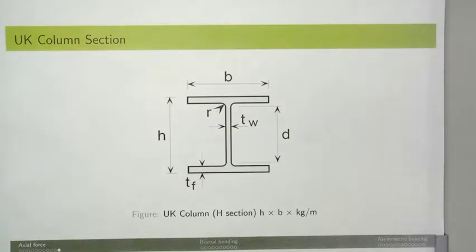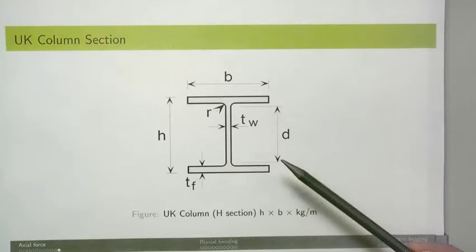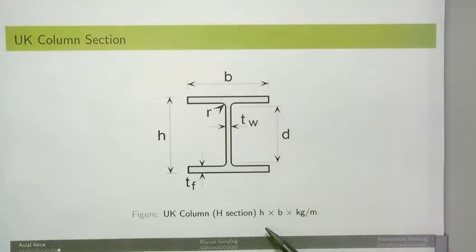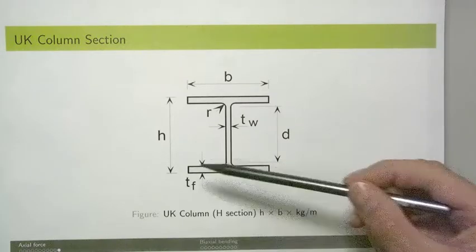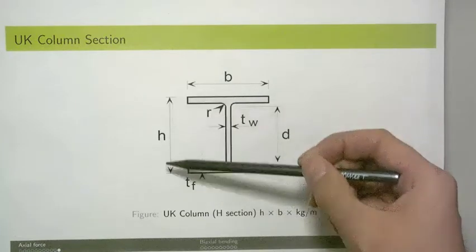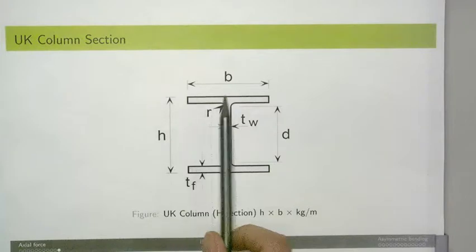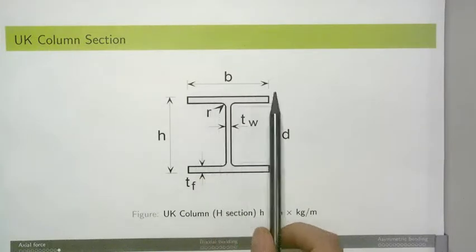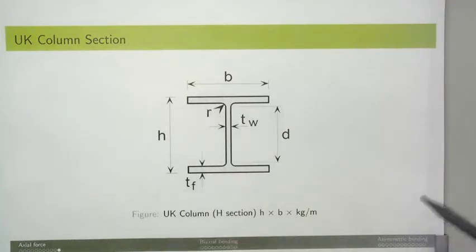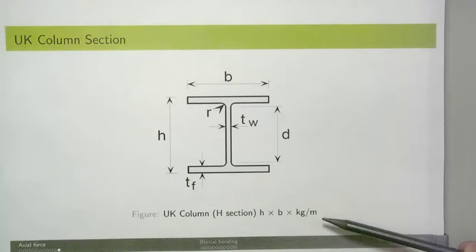So a UK column section, sometimes referred to as an H section, looks like this. So the first dimension that we were given, 152, is the height approximately in millimetres. The second dimension, the breadth, is obviously the width approximately in millimetres again. And then, as I mentioned before, the final figure that we're given to identify the cross section is the weight in kilograms per metre.